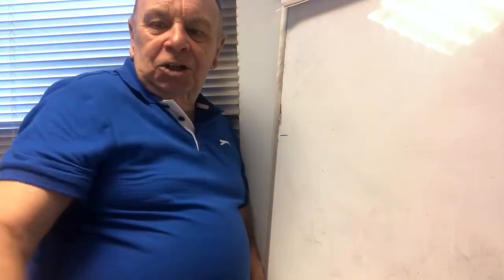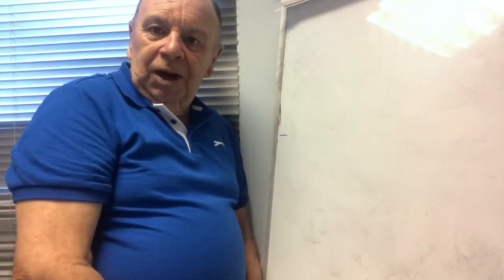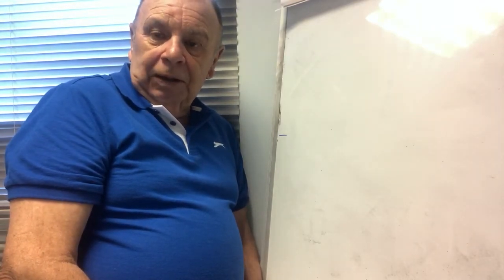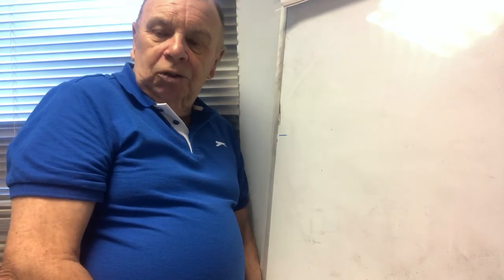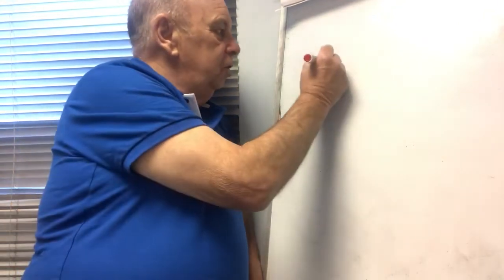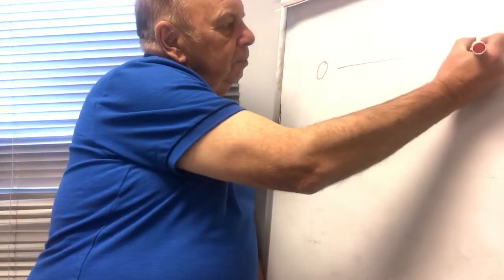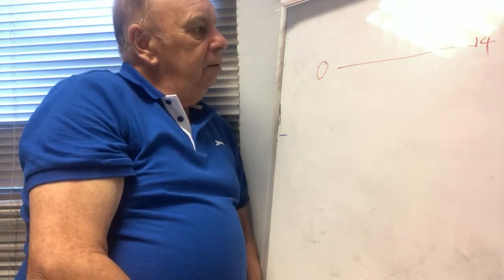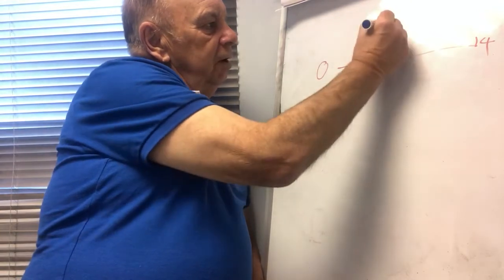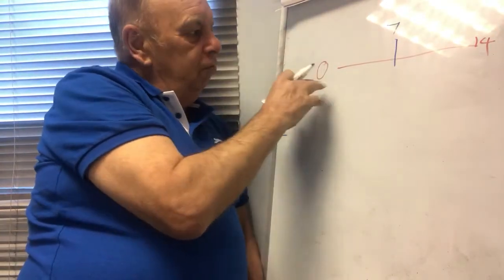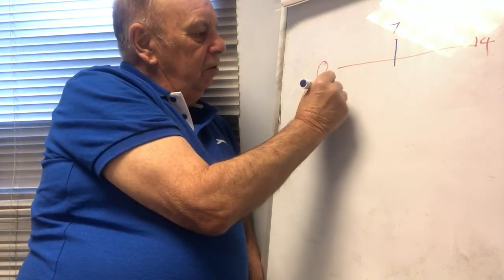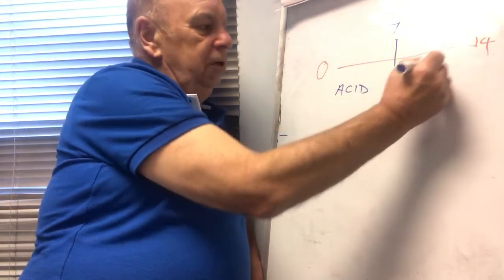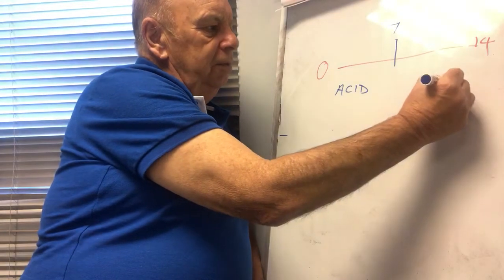The pH of a solution gives you a measure of the strength of an acid or an alkali. It starts at 0 and ends at 14. 7 is neutral. So from 0 to 7 you've got an acid, and from 7 to 14 you've got an alkali.